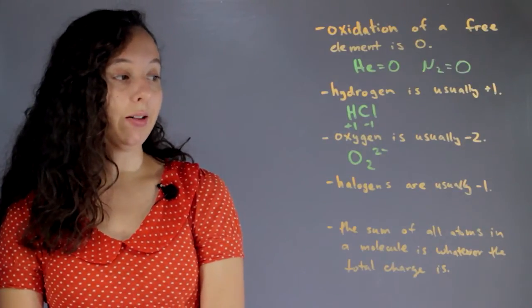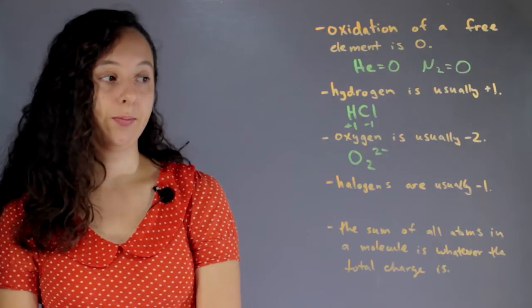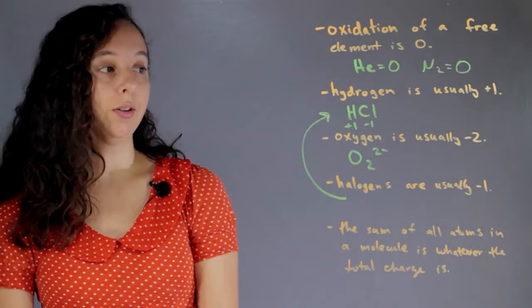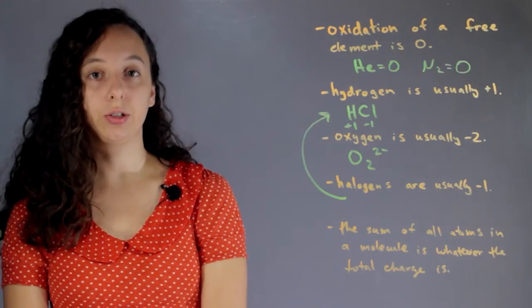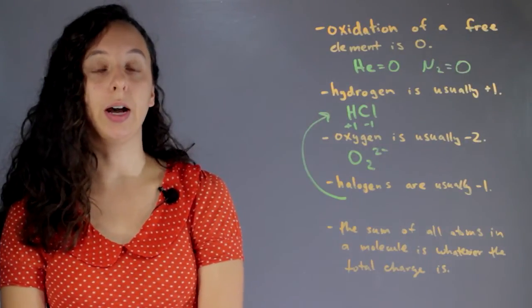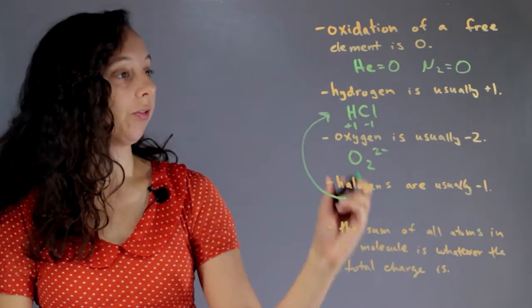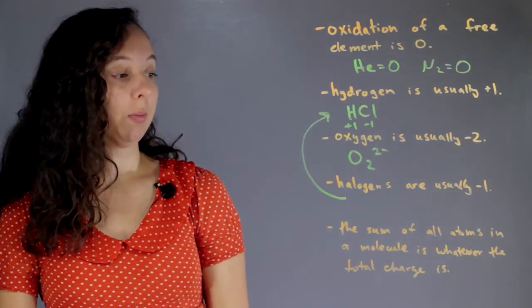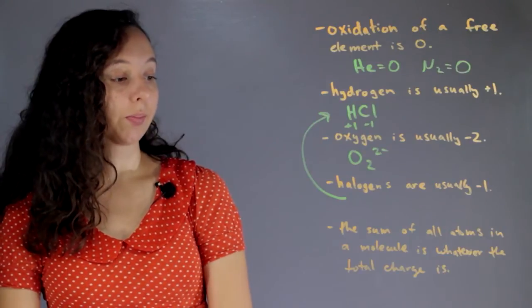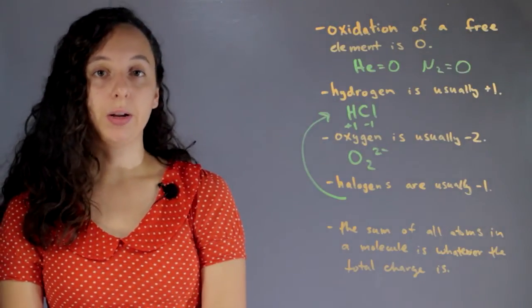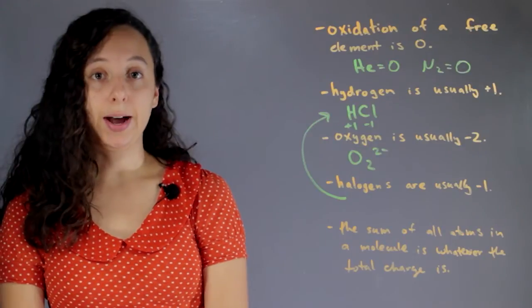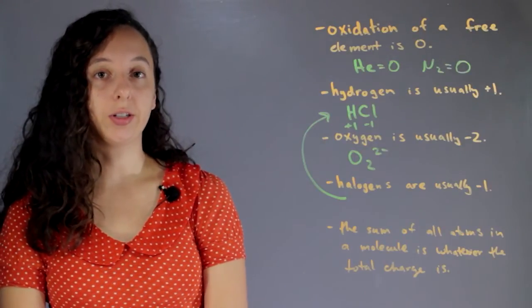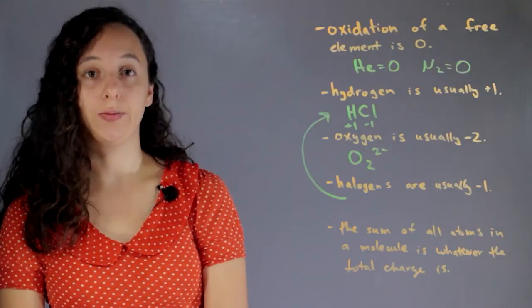Next rule, halogens are usually -1. So back to our example up here, chlorine, a halogen, was -1. And that's usually the case, although sometimes this one will get broken. The first 3 are pretty much always true. And lastly, the sum of all atoms in a molecule is whatever the total charge is. Basically, everything has to add up. So if you have a long molecule, you have to be able to add up all your oxidation states, and that has to be the charge of that molecule.